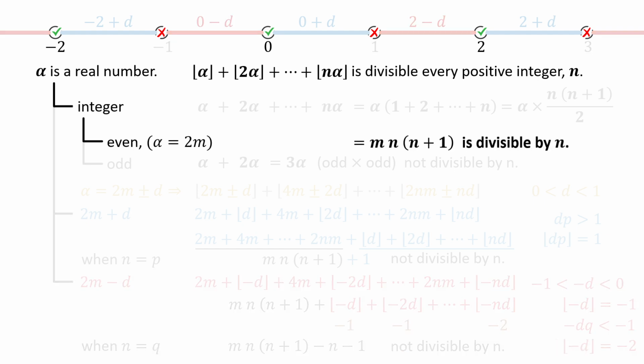So we can conclude that all even integers satisfy the condition of the problem, and no other real number alpha does so.